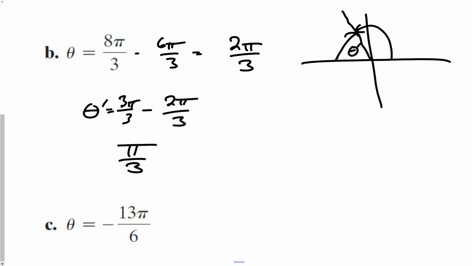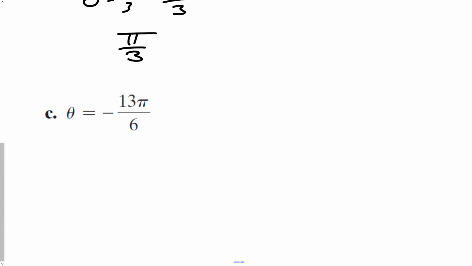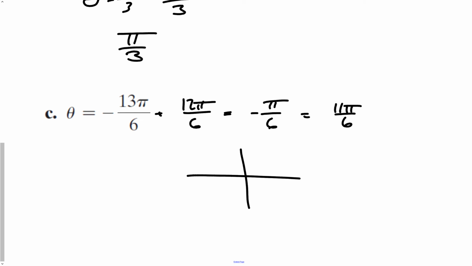Last one. Negative 13 pi over 6. Okay, add 2 pi to make this positive. So that's 12 pi over 6, so that is negative pi over 6. Well, I could kind of do it from here. I could add 2 pi again, which would give me 11 pi over 6. But let's think about negative pi over 6 for a minute.